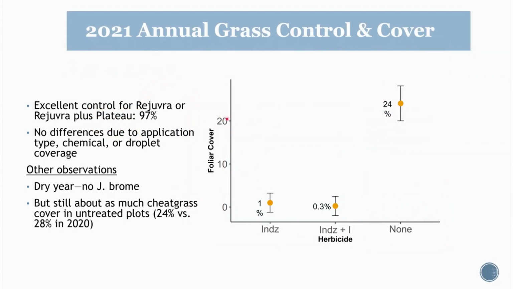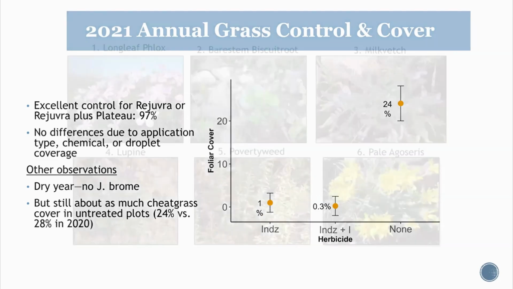When we take a look at foliar cover, when we didn't have any treatment at all, we had about 24% in one of our drier years of annual grasses. And you can see that we had good control with both Rejuva and Rejuva plus Plateau. This is 1 and 2 years after application we were seeing. This is the second year after application we saw this, and as we've continued that, we continued to see good control out to 3 years.